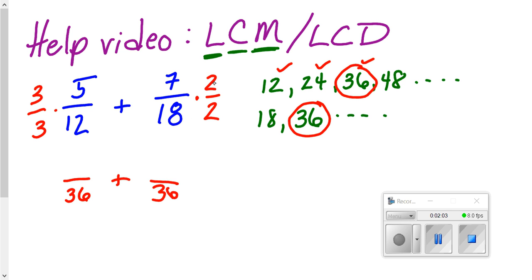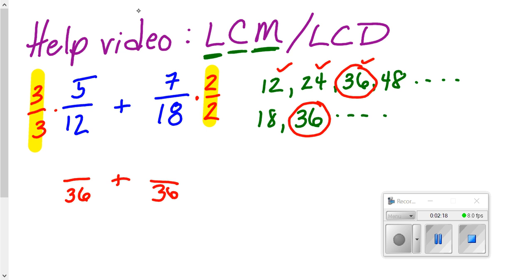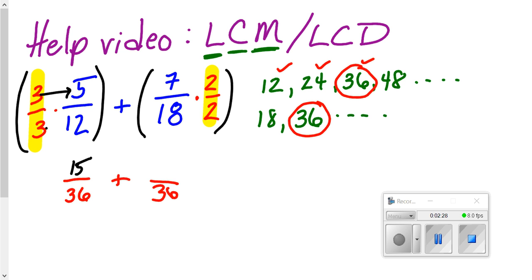So notice on the first fraction, I'm multiplying by 3 over 3 because that's equal to 1. On the second fraction, I'm multiplying by 2 over 2 because that's equal to 1. So I'm not changing the value of this problem. I am just changing the way in which it's stated, like the units it's stated in, basically. Okay, and then you multiply before you add. So here we would have 15 over 36. And over here we'd have 14 over 36. And then I would just be able to add those together to get my answer.